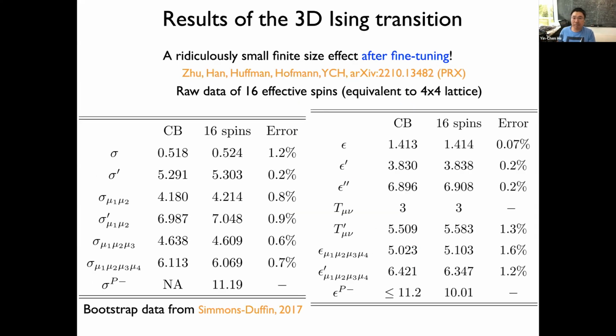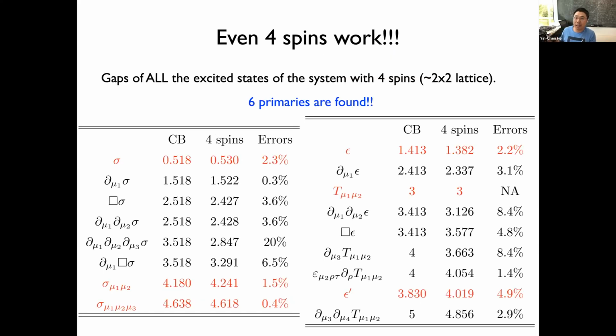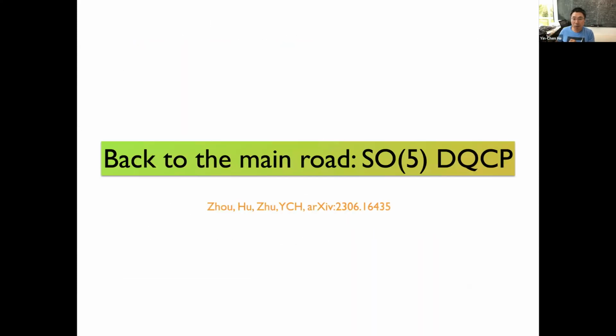And from this, we can get a very accurate correspondence of primary operators on a ridiculously small system size, like a 4x4 lattice or even a 2x2 lattice, where we find highly accurate results. So I don't have time to demonstrate those. But let me go back to this SO5 deconfined transition story.